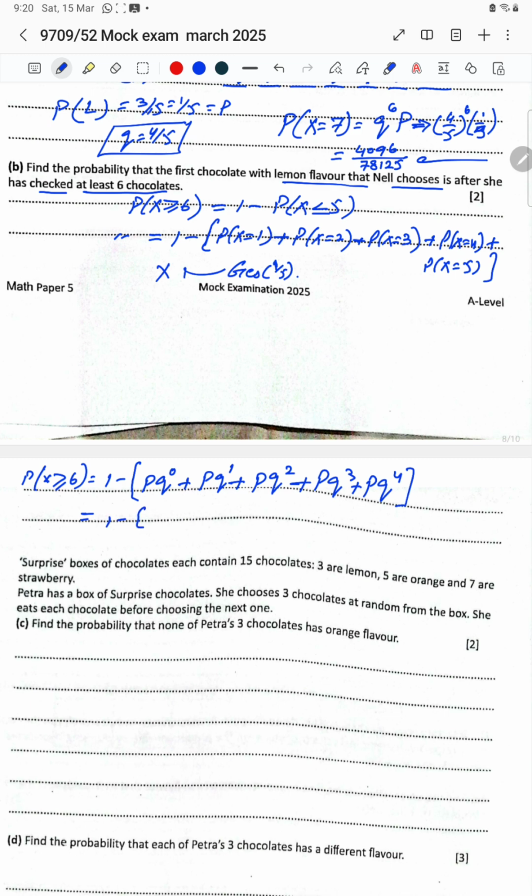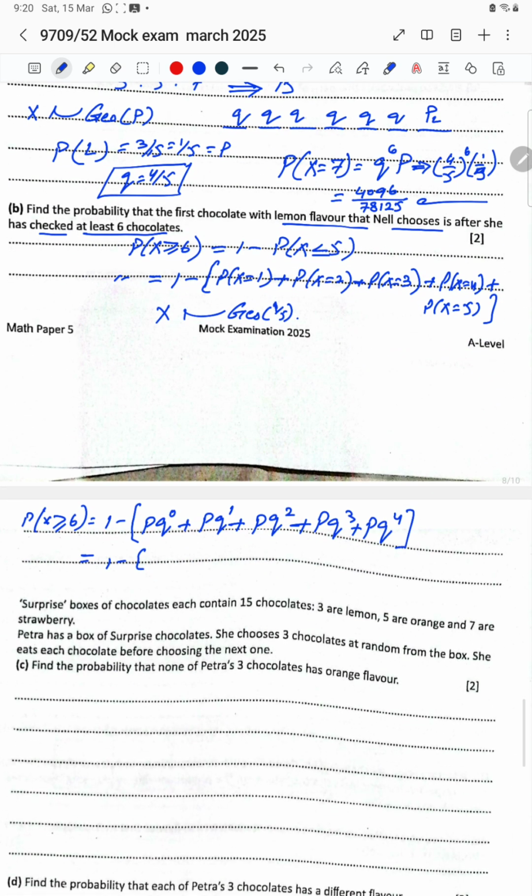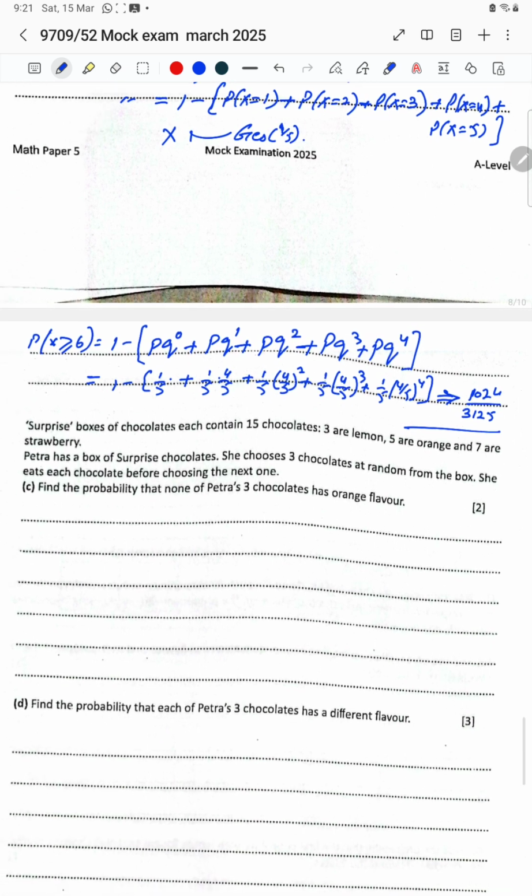1 minus: p is 1 by 5, q is 4 by 5, so for the first term no need to write q. So 1 by 5, plus 4 by 5 times 1 by 5, plus 4 by 5 squared times 1 by 5, plus 4 by 5 cubed times 1 by 5, plus 4 by 5 to the 4 times 1 by 5. We can use the calculator, and you will see the final answer will be 1024 over 3125. This will be the final answer. Okay, one more part to go.